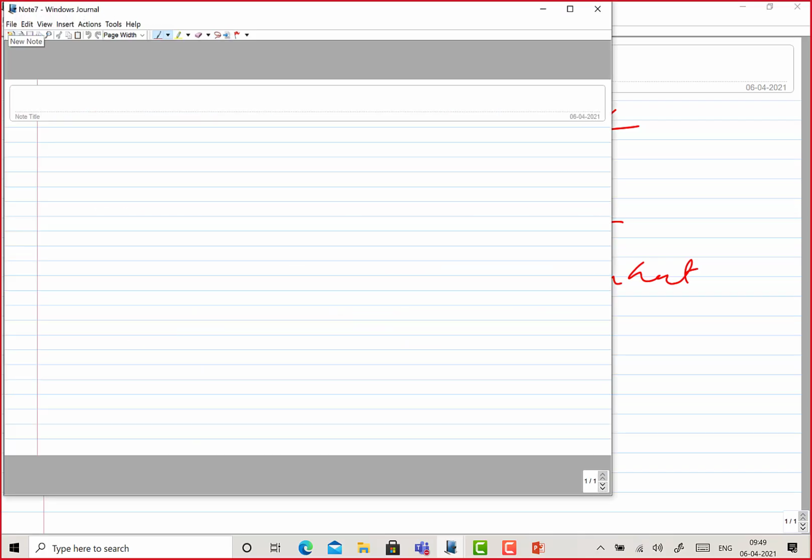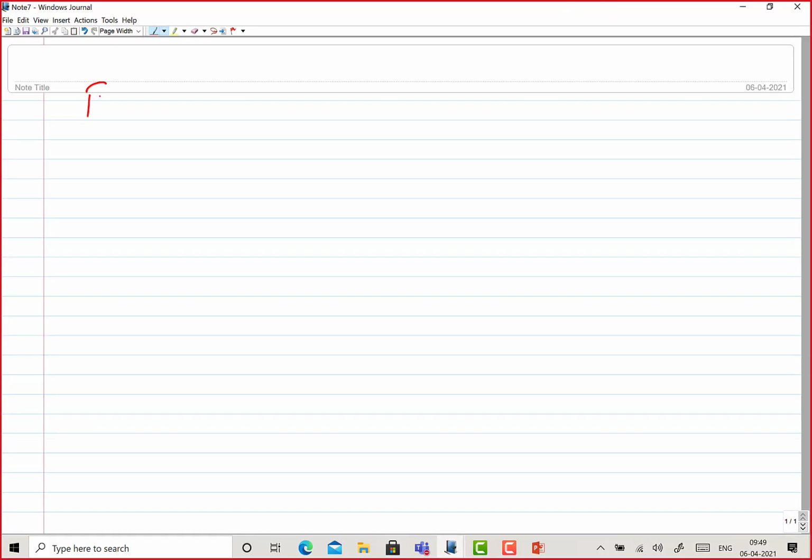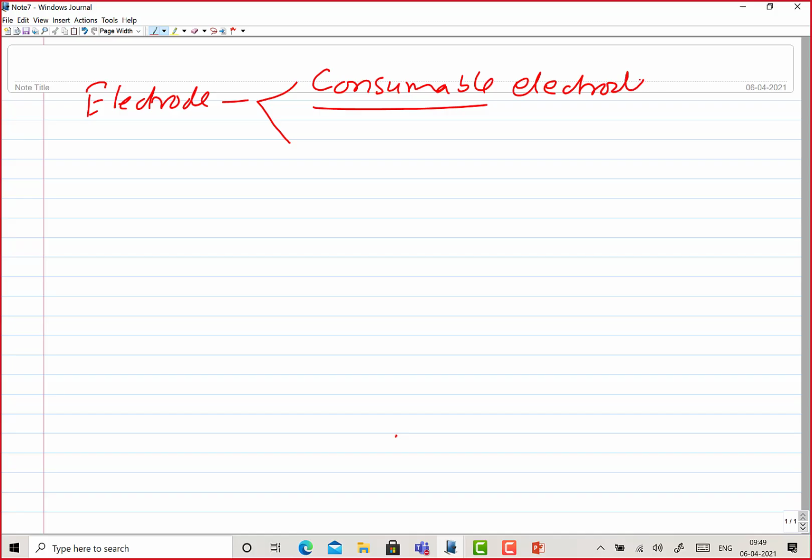Now coming to another aspect, electrodes. Different welding processes use different types of electrodes. That is the first statement. And there are two types of electrodes. There are a few processes which use the consumable electrode, and there are other processes which use the non-consumable electrode. They are not consumed during the welding process.